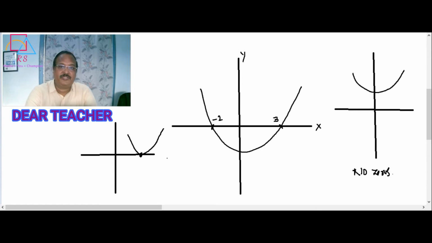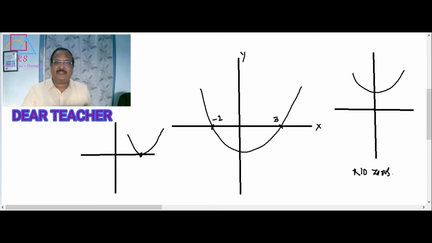So this is the geometrical meaning of the zero of a polynomial. If you want to find zeros geometrically, you have to draw the graph of the polynomial. Sometimes it meets and sometimes it won't meet. So wherever the graph meets or intersects the x-axis, those intersecting points will be the zeros of the polynomial. This is the geometrical meaning of the zeros of a polynomial.